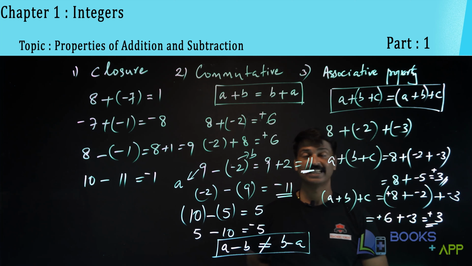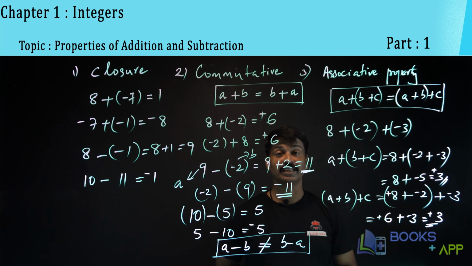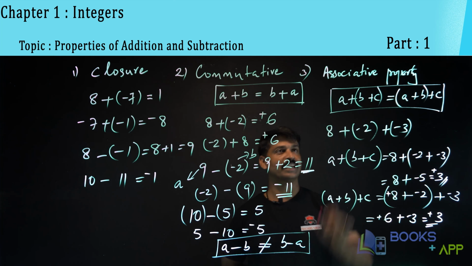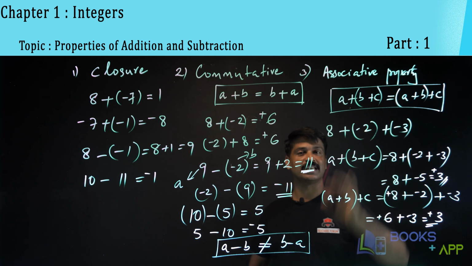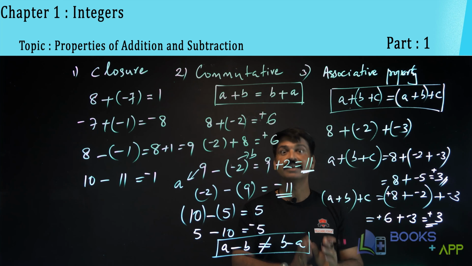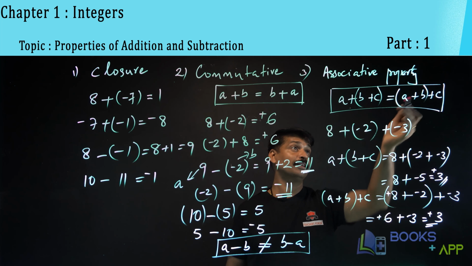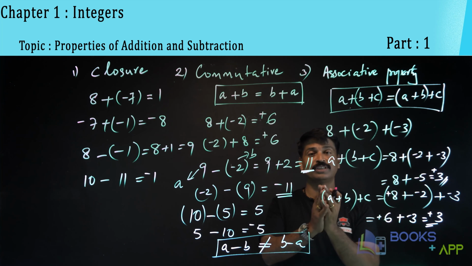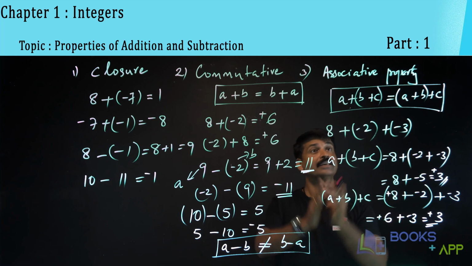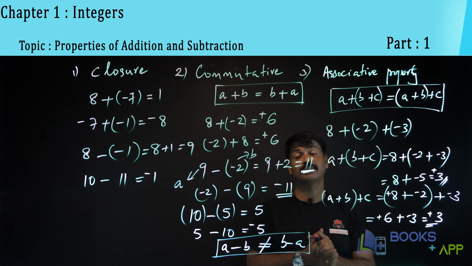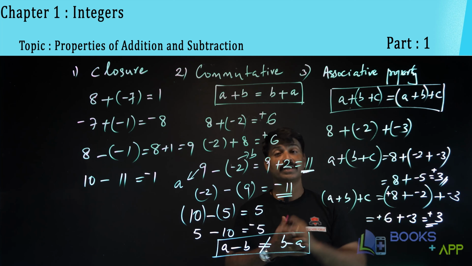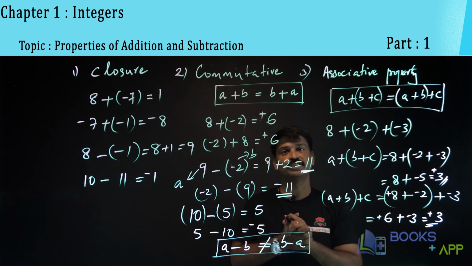Then what do you think? Yes, associative property is true for integers. That is, (a + b) + c will be equal to a + (b + c). If you add the last two terms together or if you add the first two terms together, in either case, you will get the same answer. This has many applications because if you know this property, you can rearrange the integers and find the sum in an easy method.